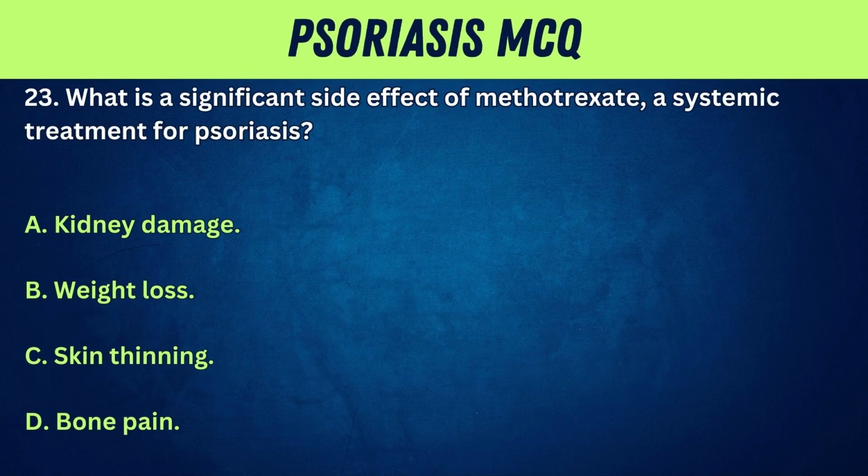23. What is a significant side effect of methotrexate, a systemic treatment for psoriasis? A. Kidney damage. B. Weight loss. C. Skin thinning. D. Bone pain.